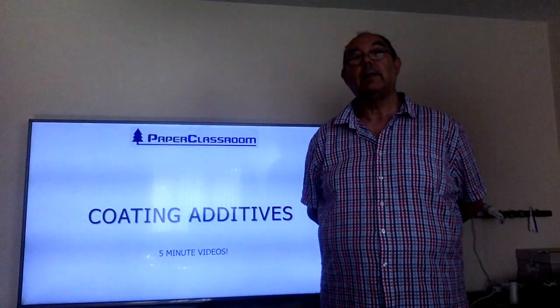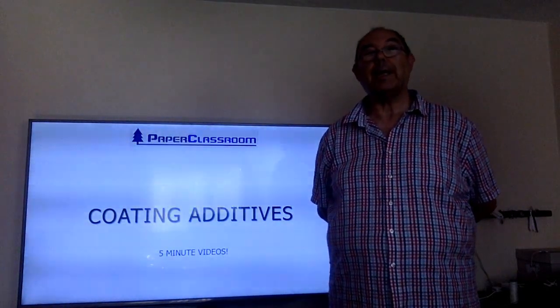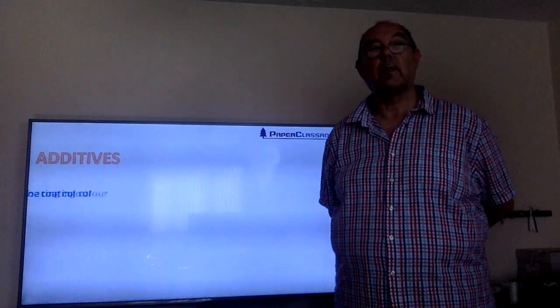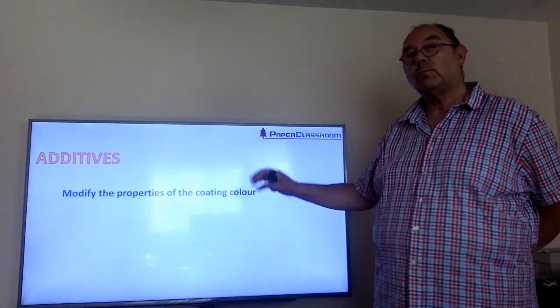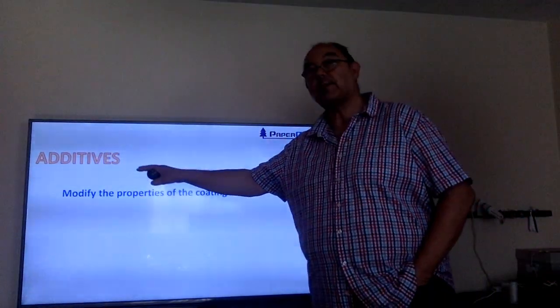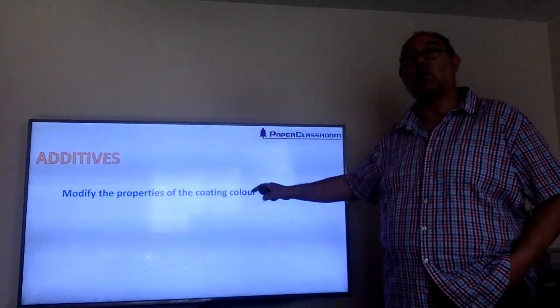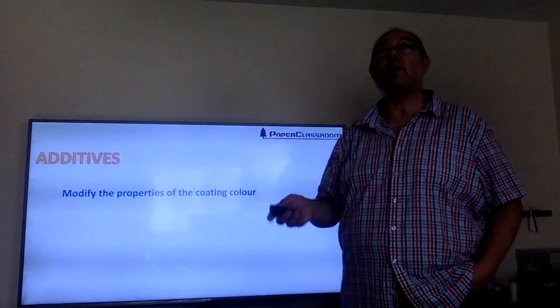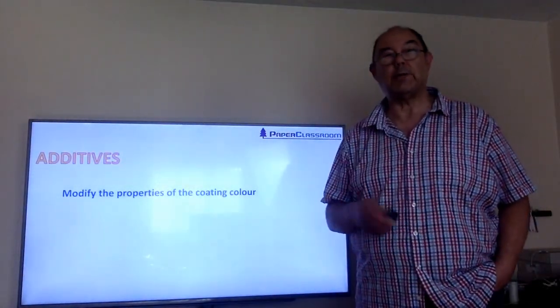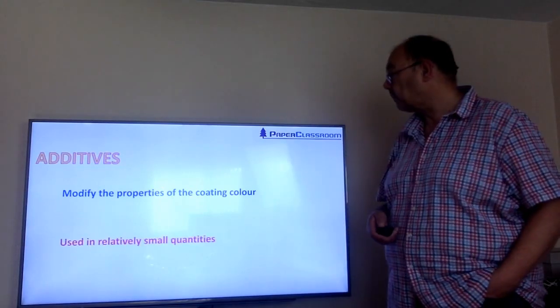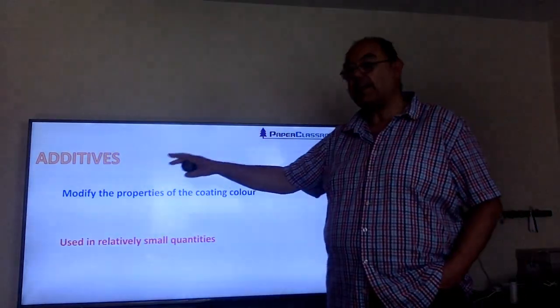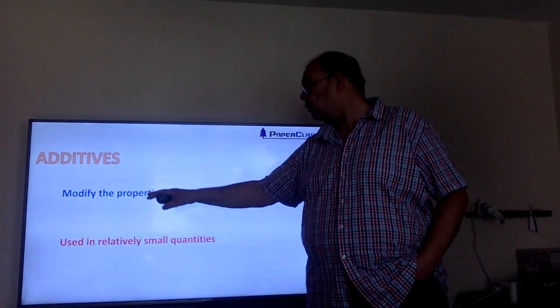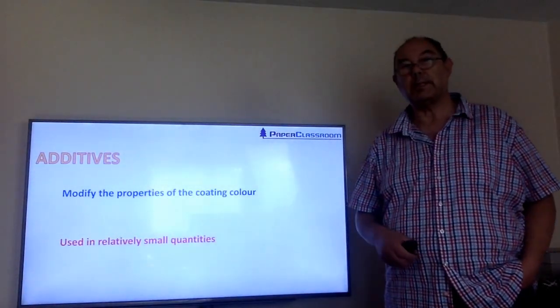5-minute video. Here we're going to be talking about coating additives. So, what are additives? Additives are things that modify the properties of the coating colour. Very often it's the rheology of the coating colour or the water retention of the coating colour. And the main thing to note about additives is we use them in very small quantities.